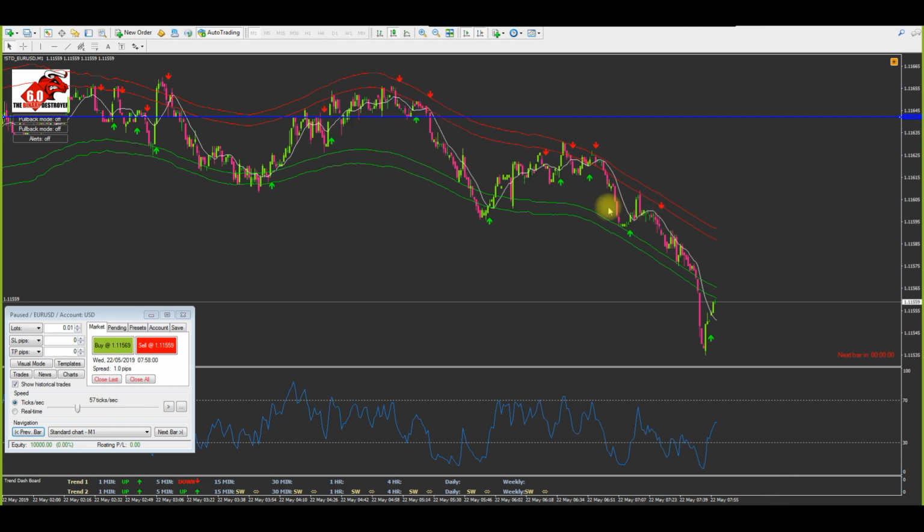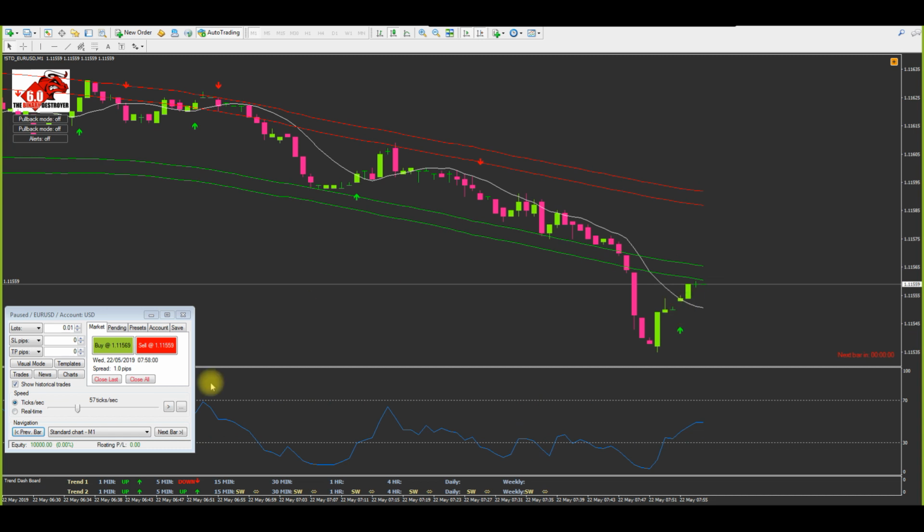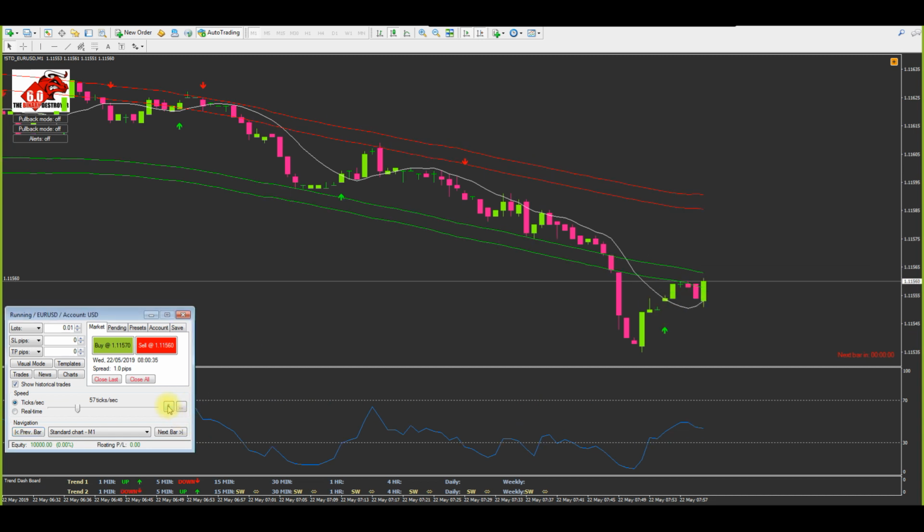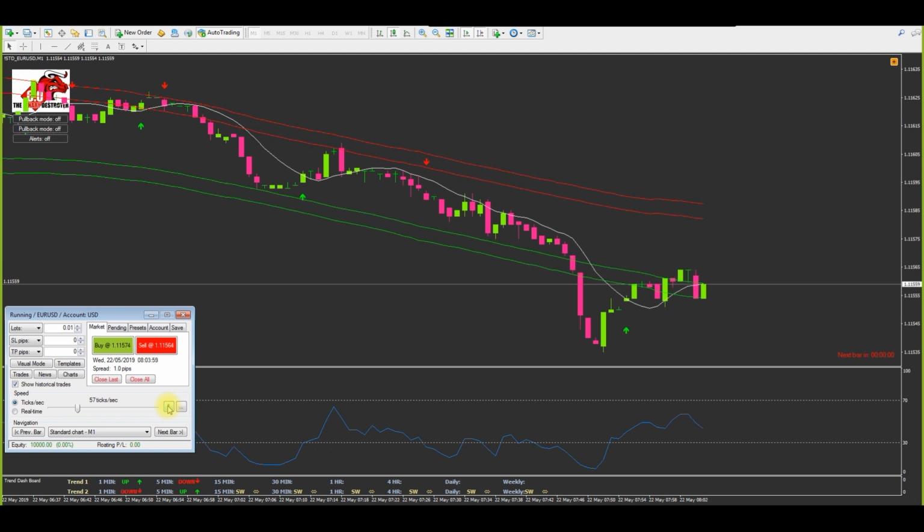We've got a signal arrow. It's closed above the moving average, which for me is a signal. So I'm going for a 10-minute expiry here. Christ, I hope this wins.